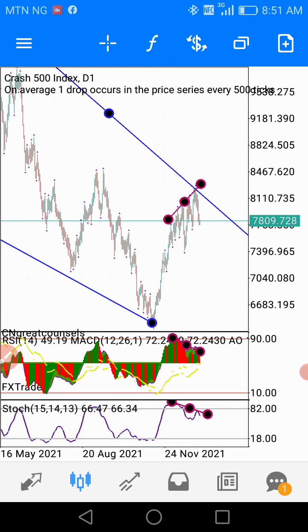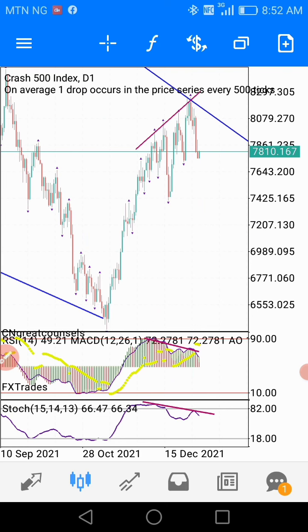Number one, signals on higher time frames are more reliable if they are valid. You discover that this was the analysis we made the other day on Crash 500, and this signal we are getting from the daily time frame, and of course I uploaded the video yesterday or so, and look at what is playing now. The whole of yesterday, it crashed down. I told you guys to be careful if you're trading ticks.